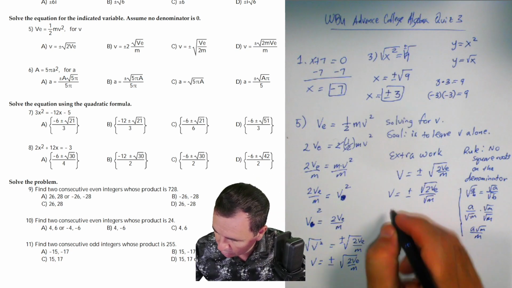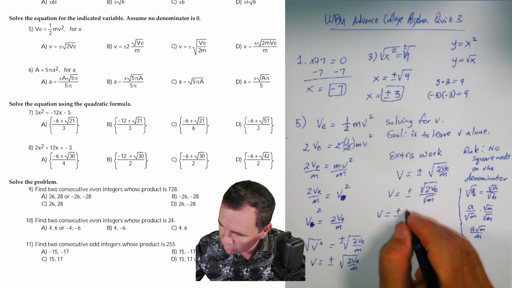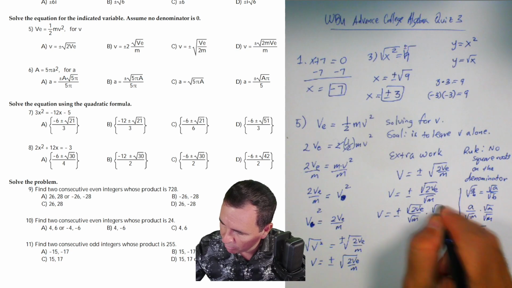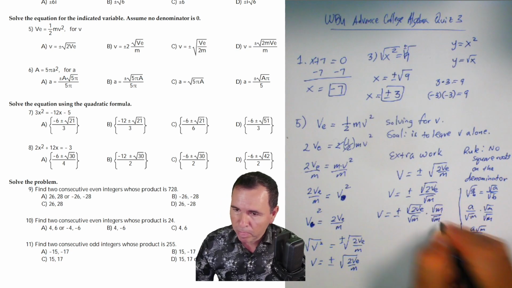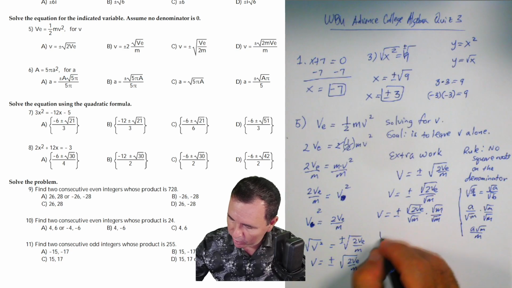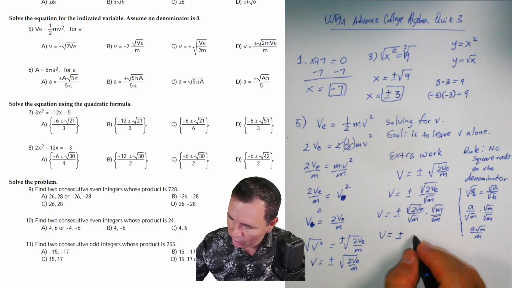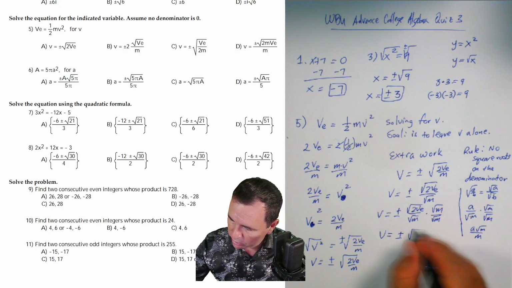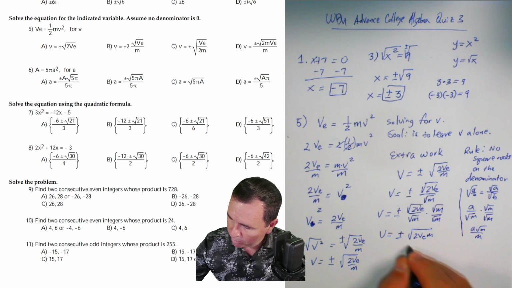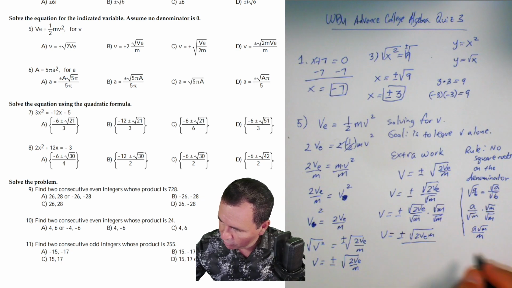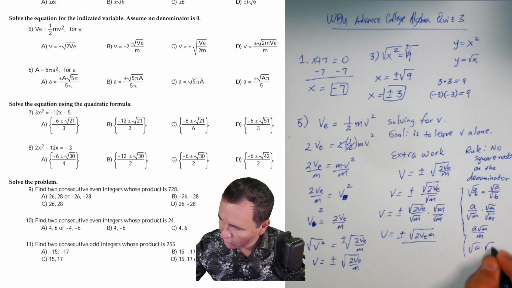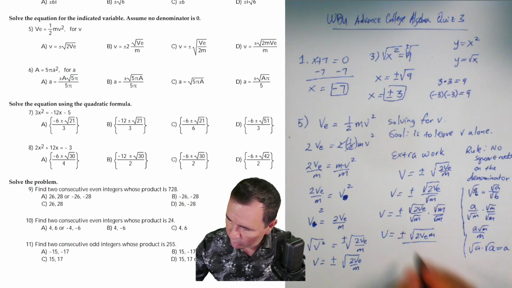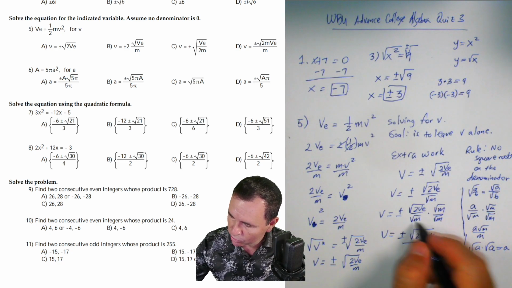So what are we going to do here? We're going to do plus or minus the square root of 2VE over the square root of M. We're going to multiply top and bottom by the square root of M. Okay? And we're going to get V equals plus or minus, and you can put them together in one square root also, the top part. And then the bottom, this times this. If I have the square root of A times the square root of A, it's going to equal A. So that means this is M, because the square root of M times the square root of M is M.